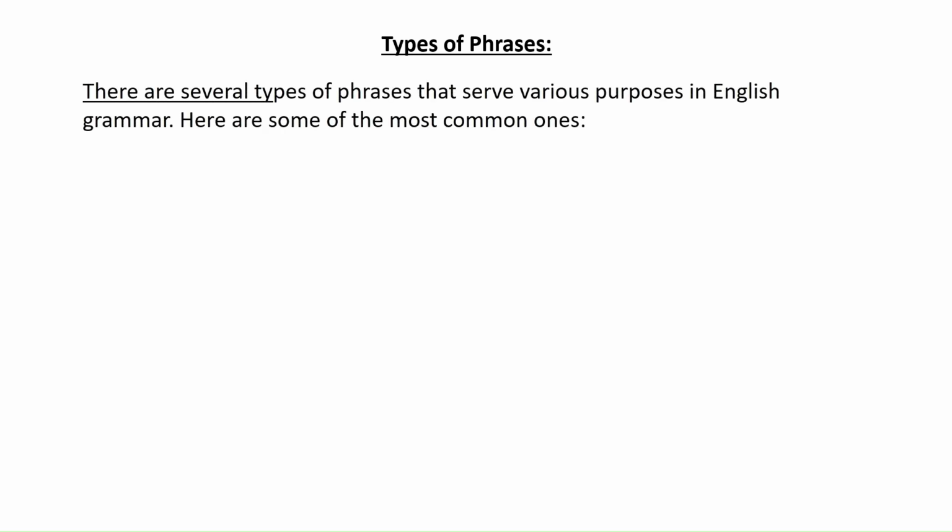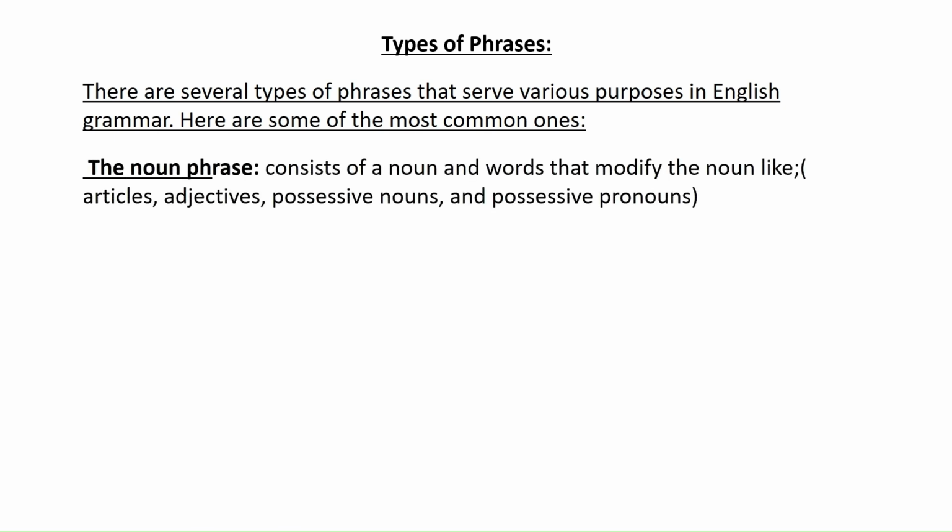There are many types of phrases, and I have chosen to illustrate only seven of them. The first one is a noun phrase, which consists of a noun and words that modify that noun, like articles, adjectives, possessive nouns, or possessive pronouns. For example, in the sentence, the smelly socks made me feel nauseous, the word "the" is an article and the word "smelly" is an adjective. Those two words modify the noun socks. Another example, the young smart student will graduate.